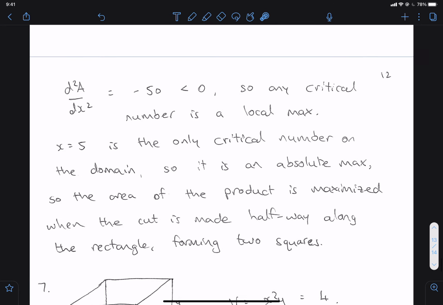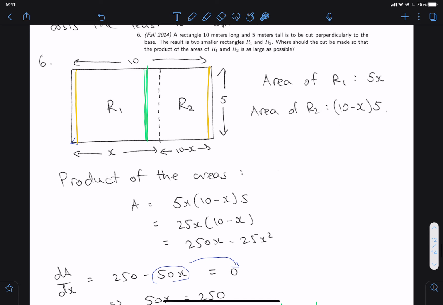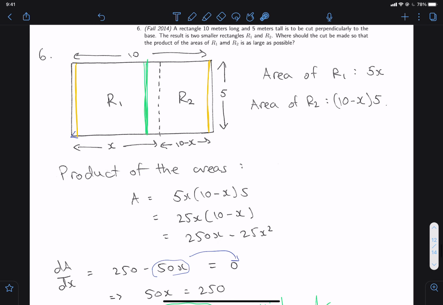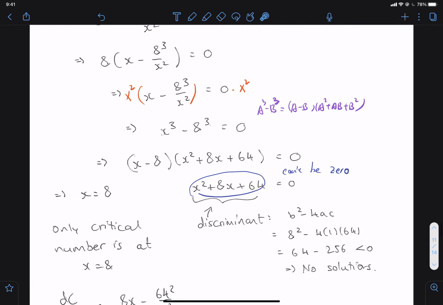Okay, so that is our question 6. Very simple. We have the last question left. Let's see if we can get through it. Question 7.